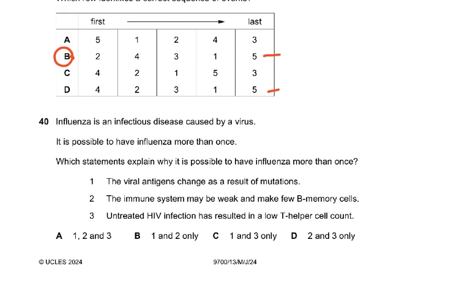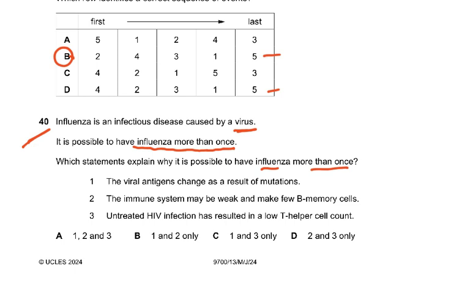Then coming to the last question, 40. Influenza is an infectious disease caused by a virus. Fine, they're telling you this in the question. Is it possible to have influenza more than once? Which statement explains why it is possible to have influenza more than once? 1: The viral antigen change as a result of mutations. 2: The immune system may be weak and make few B memory cells. 3: Untreated HIV infection has resulted in a low T helper cell count. But what did they say in the question? Is it possible to have influenza more than once?